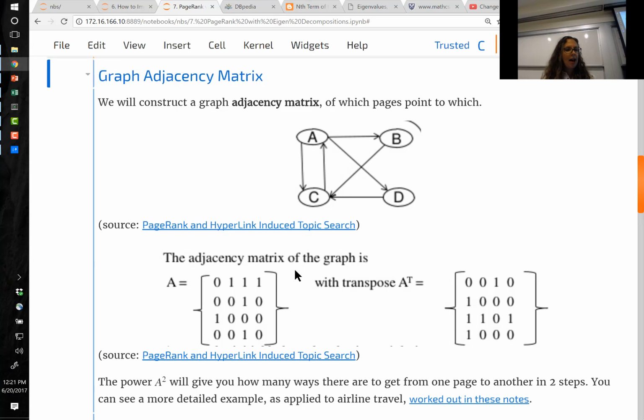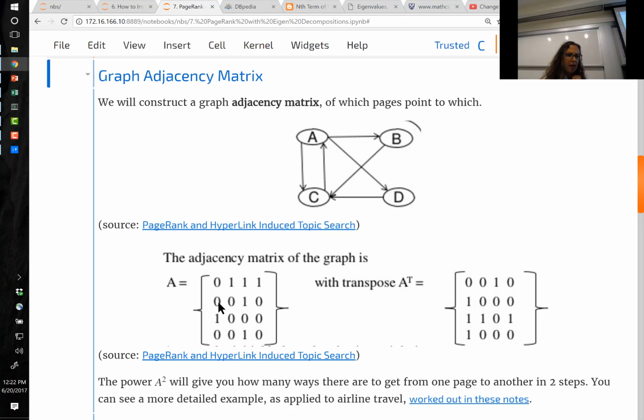And so this is a very simple example of if you just had 4 pages, if A is pointing to B, C, and D, we could represent that here in the first column. This is a little bit confusing. A is a matrix here. Up here it's the first node. We're putting 1s to indicate the first node points to the second, third, and fourth nodes.